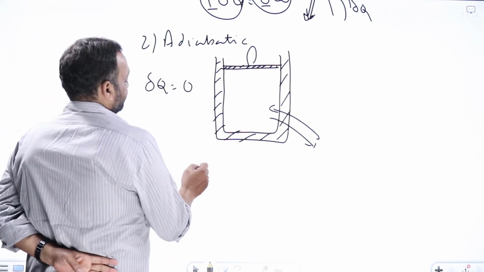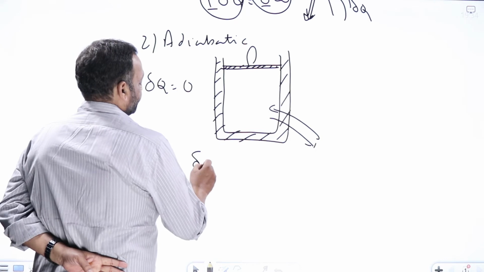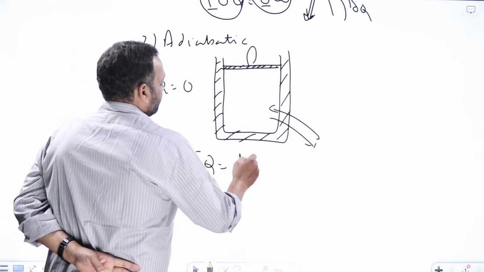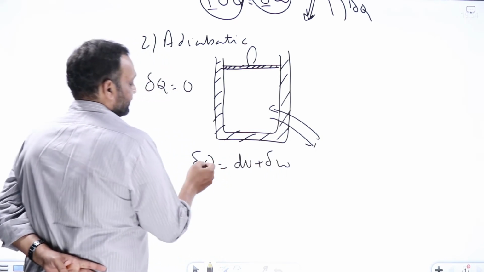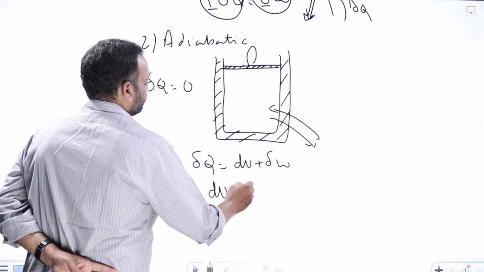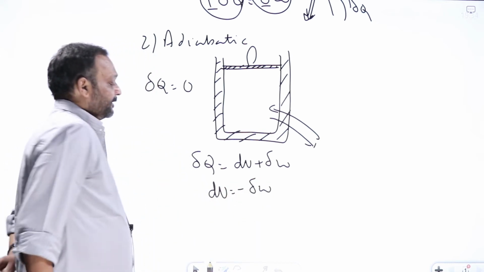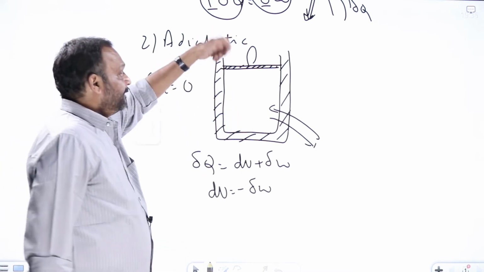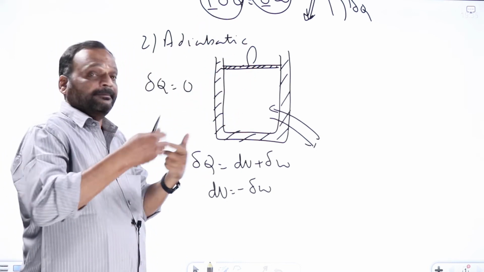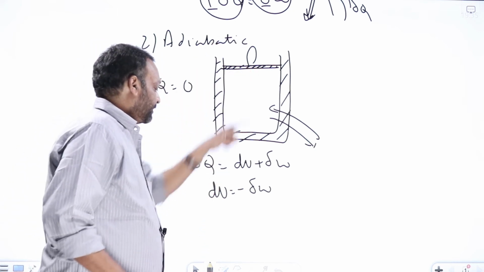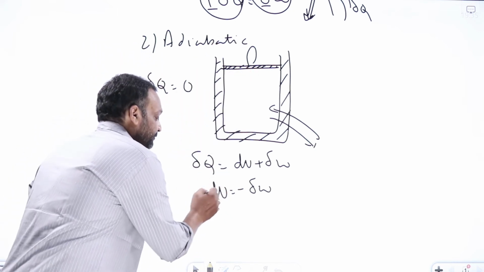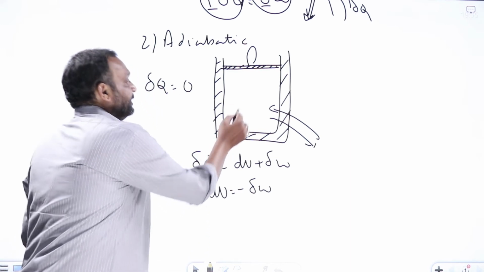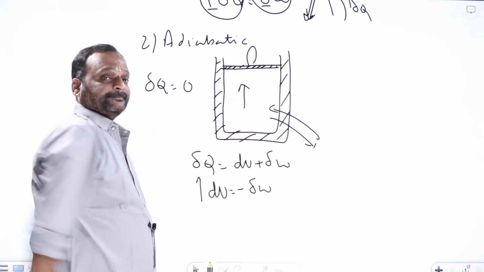When delta Q equals 0, what does the first law of thermodynamics become? Delta Q equal to dU plus delta W, we are writing. Delta Q equals 0 means dU equal to minus delta W. What is the meaning of minus delta W? Work done on the gas. When you push the piston down, what is happening to the work done by you in pushing the piston down? It will be used up. Positive dU means it will be used up in increasing the internal energy of the gas.